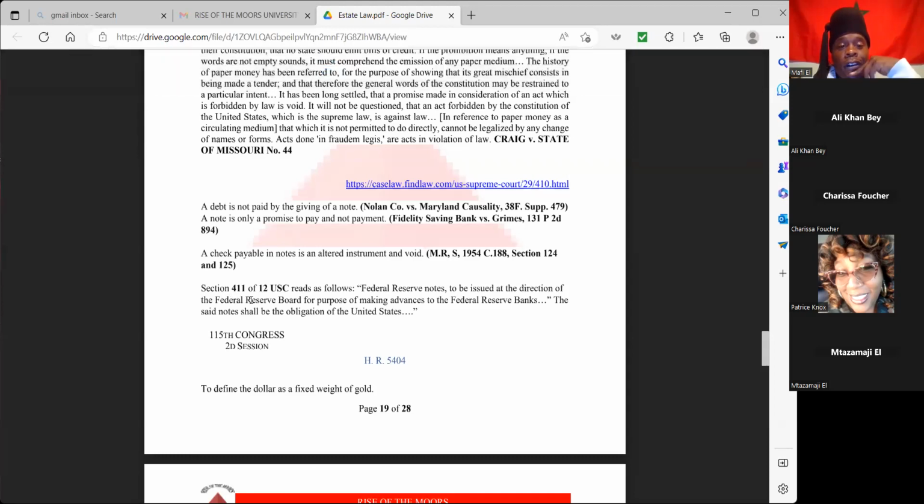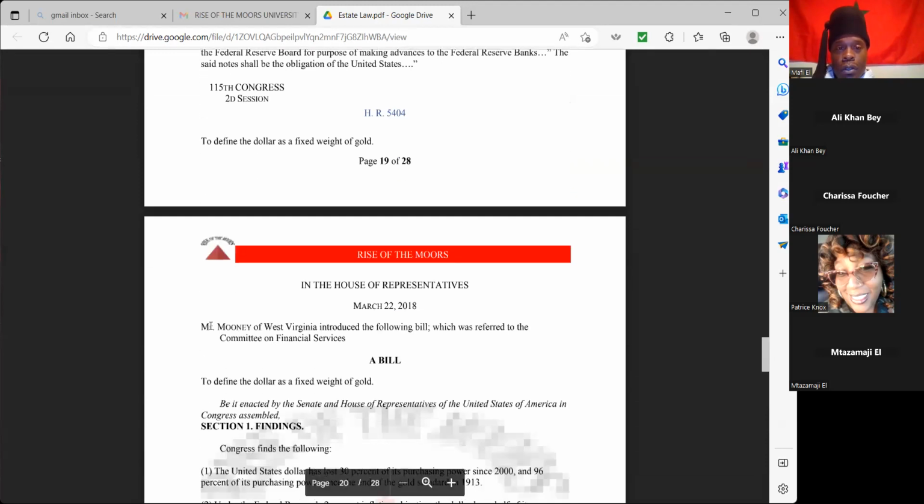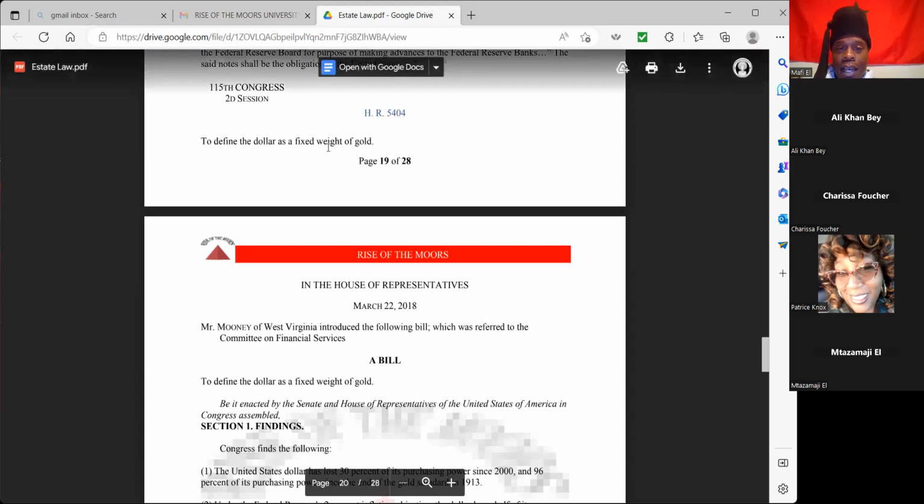So section 411 of Title 12 of the United States Code reads as follows: Federal Reserve notes to be issued at the discretion of the Federal Reserve Board for purposes of making advances to the Federal Reserve banks. The said notes shall be obligations of the United States. Transitioning to the 115th Congress, and once again, it's more res judicata, case law, public records, House resolutions, to define the dollar as a fixed weight of gold.